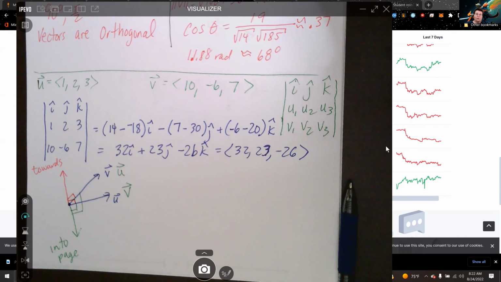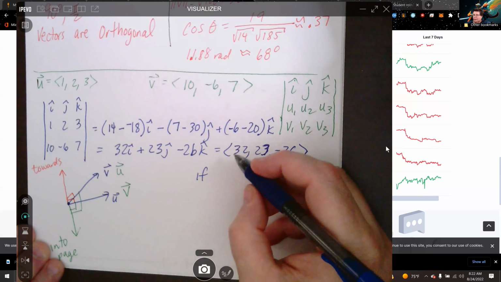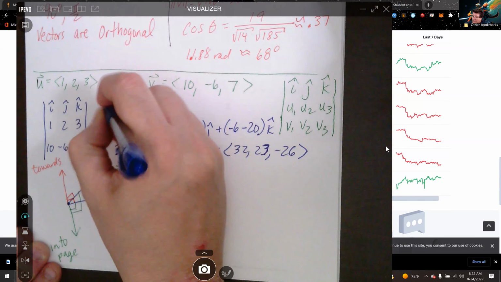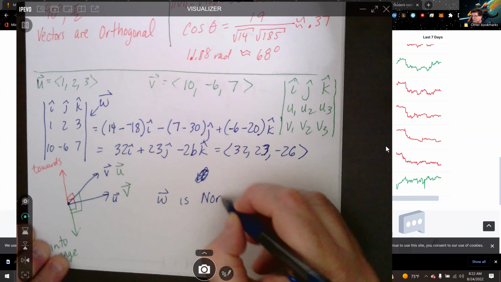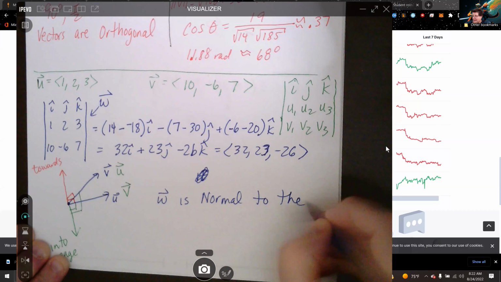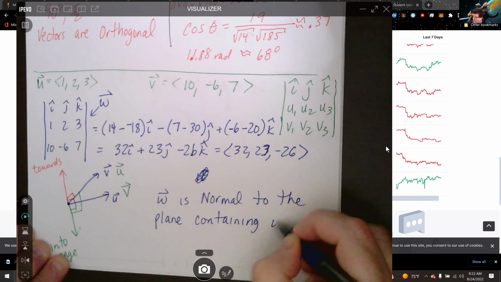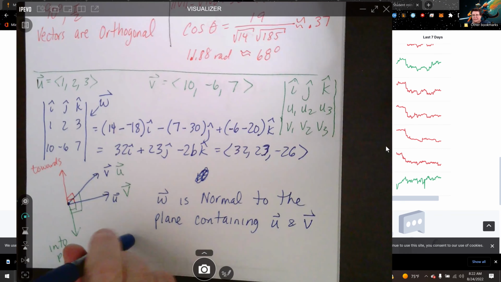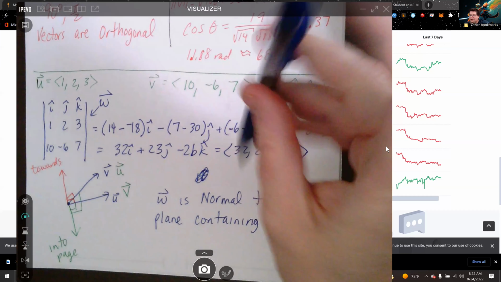So basically that orthogonal vector, if U and V are in the same plane, well, they will make a plane. Let's call this W. The cross product is W. W is normal to the plane containing U and V. And normal means orthogonal in terms of planes. It either goes straight out of the plane or straight into the plane.